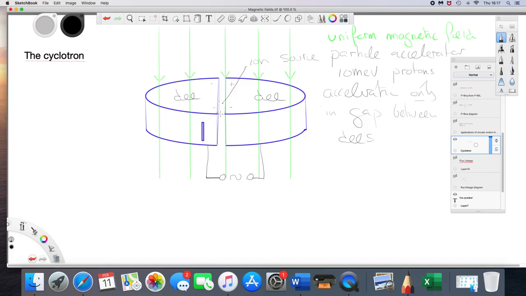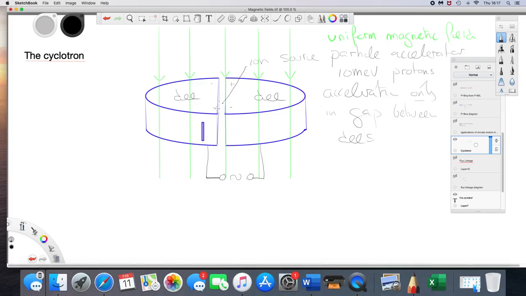What you do have is the electric field in the gap causing the acceleration as the particle comes across, accelerated initially, we said, from the right to the left, and then when it comes round here, the polarity of the Ds has to reverse so that it's being accelerated from left to right, and then back here we've got that process being repeated.